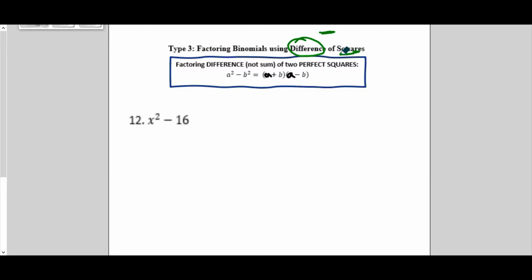So when we factor a difference of squares, and notice it says a difference of 2 perfect squares, you're really looking at 2 terms. So you only have 2 terms when you're factoring in this method. So if I have a squared minus b squared, so if I have 2 perfect squares, then that's going to factor as a plus b times a minus b. But what you're going to need to figure out is what our a and our b are. So let's look at an example.